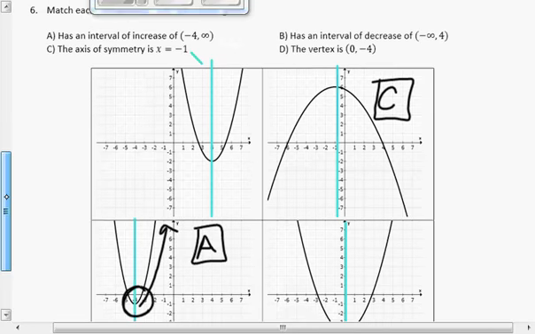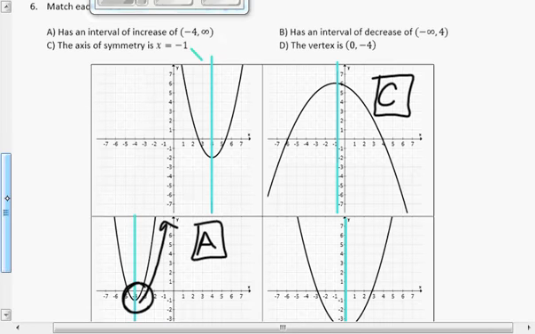B says has an interval of decreasing from -infinity to 4. So the one that's decreasing, remember it's got to go around our vertex. Our vertex here is 4, -2. So it's decreasing from -infinity down to where x is 4. So this one is B.